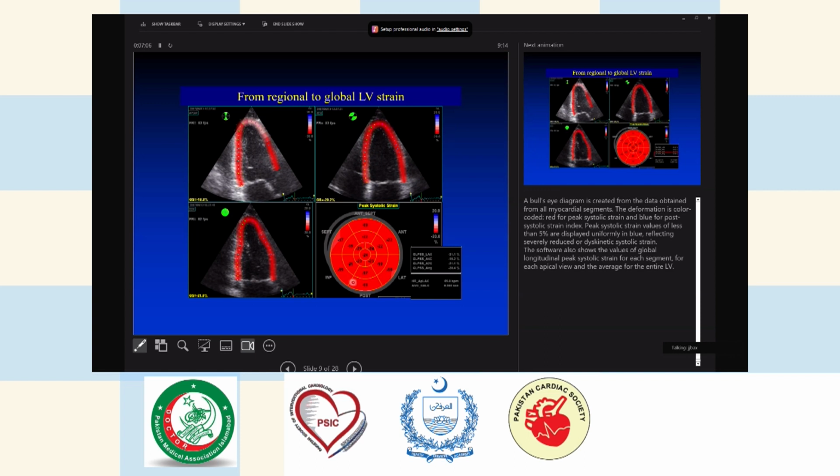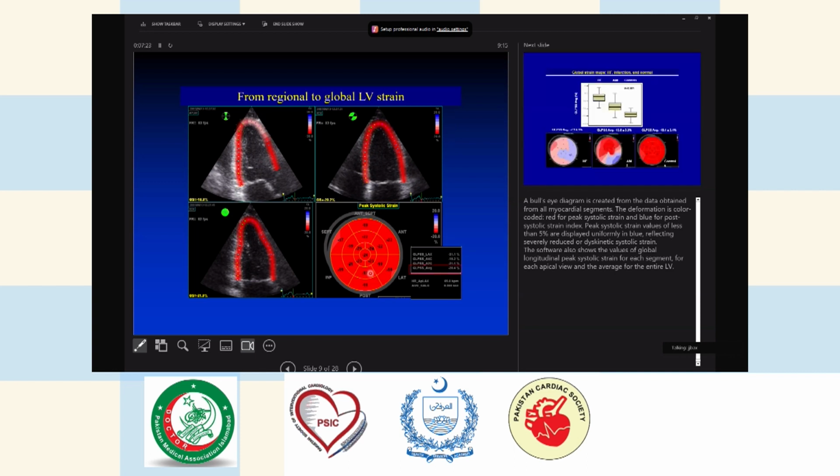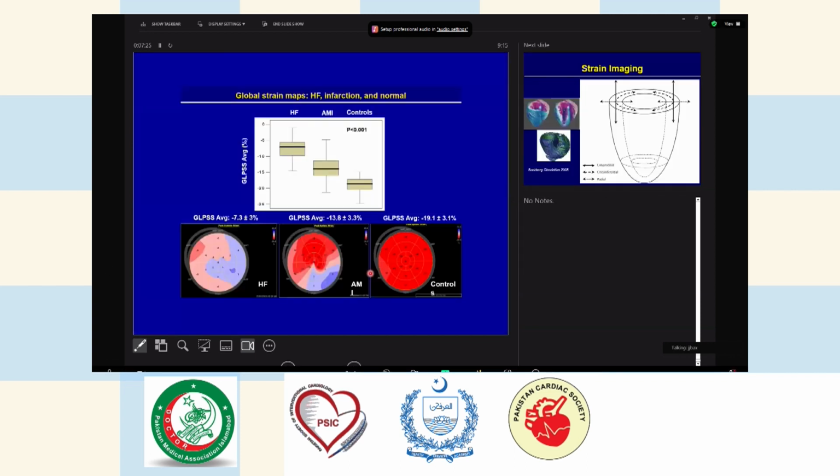All these numbers show a minus. Forget about this minus, just remember one number, and that is about 20%. A normal ventricle has 20% global strain. That corresponds with an ejection fraction of 50-60%. Here you see the different severities. This is a normal ventricle, 19%, 20%.